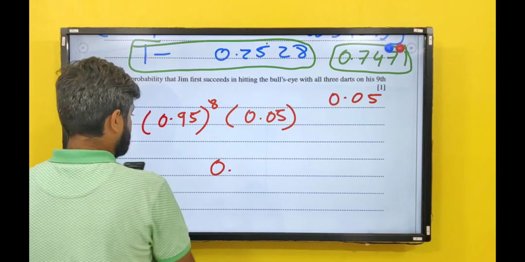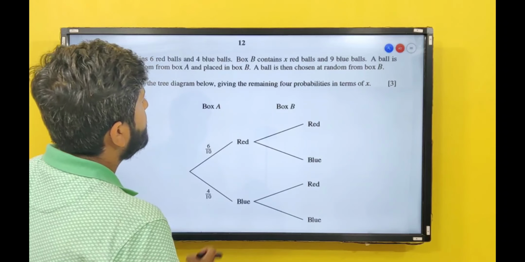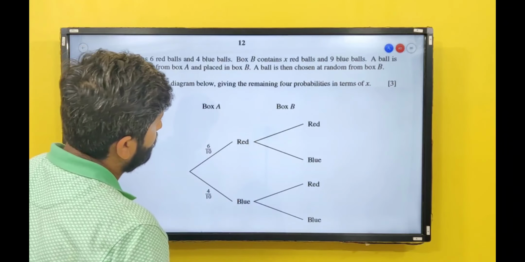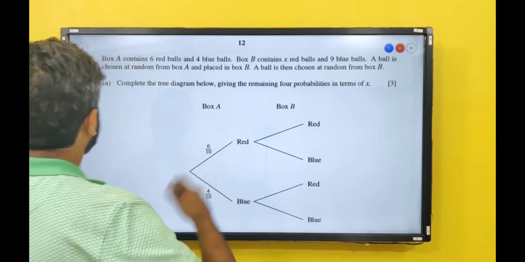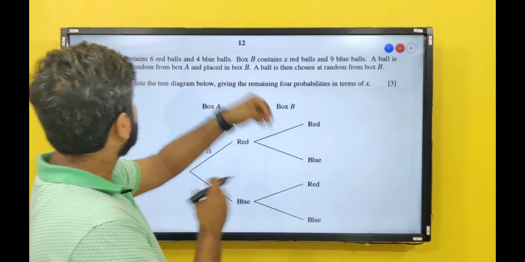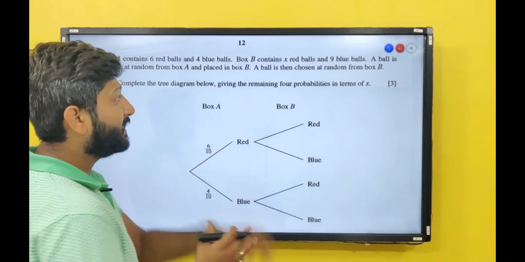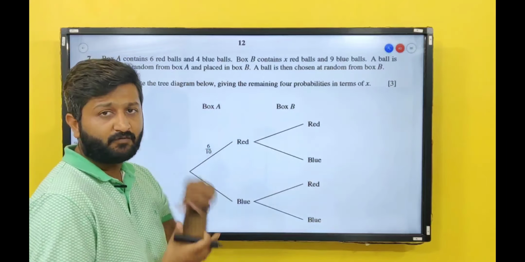Next question. A box contains 6 red balls and 4 blue balls. Box B contains X red balls and 9 blue balls. A ball is chosen at random from box A and placed in box B. A ball is then chosen from box B. Complete the tree diagram. So what we are doing? We are selecting a ball from box A and then putting it into box B, and then we are selecting a ball from box B. So let me complete the table.